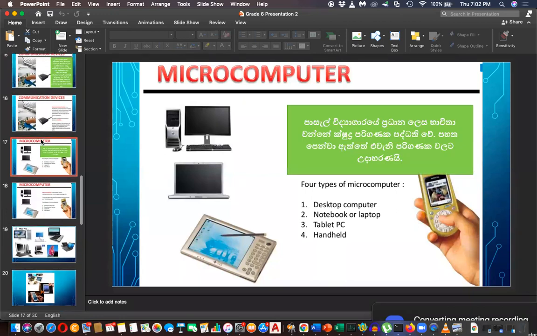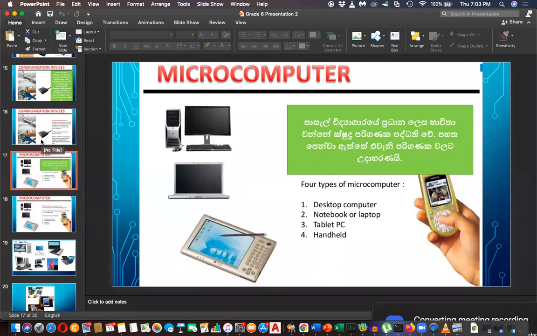So we were discussing the computers that we are using in the lab. Most of these computers are called microcomputers. There are larger computers, but whatever computers we are using in the lab are called microcomputers. Why? Because that is the smallest one.